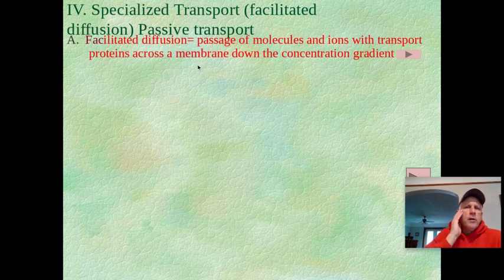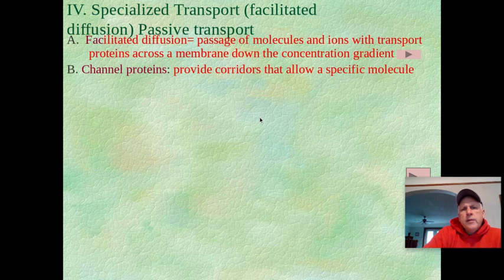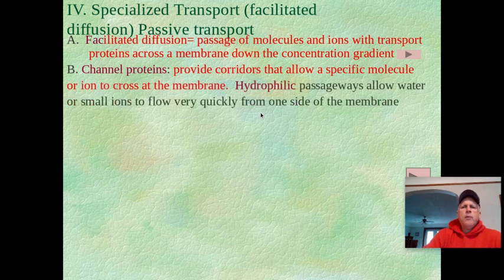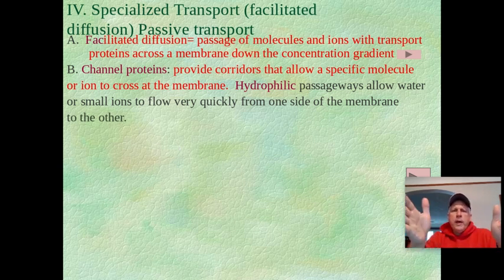Okay, so it just means that molecules are still going to go down a concentration gradient from greater to lesser, but we're just going to help it go faster because some things we just need to go through a little faster, and that's the big difference. So there's a couple ways we can do that. One way is called channel proteins. So we just put a wide hallway through the membrane that allows things to pass through there faster.